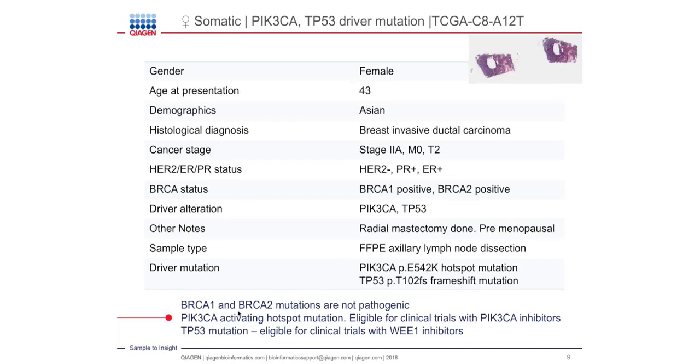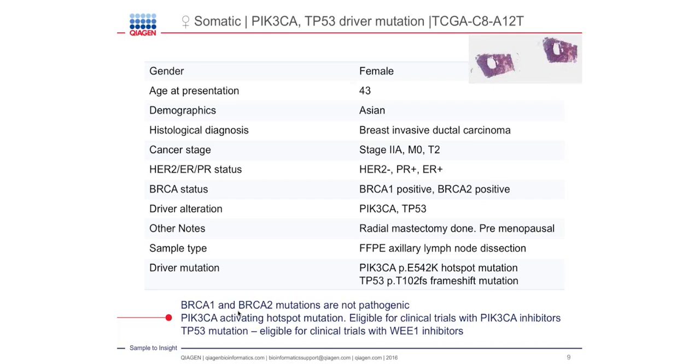There is also a TP53 variant that is important in this particular case, and we have not dived into P53, but if we were to look at the information, you will find that some of the variants that we have are eligible for different clinical trials, including the WEE1 inhibitor trial.